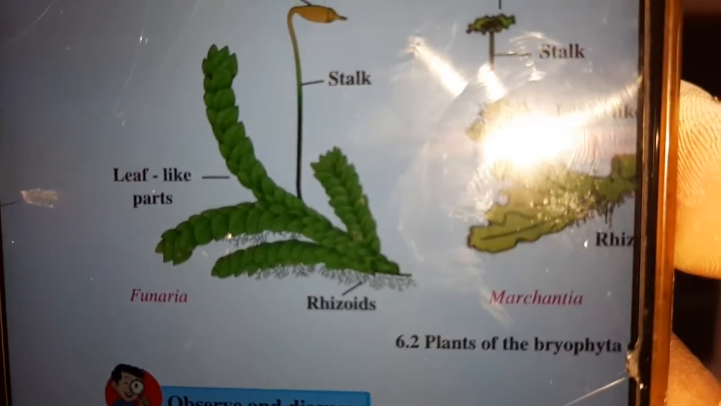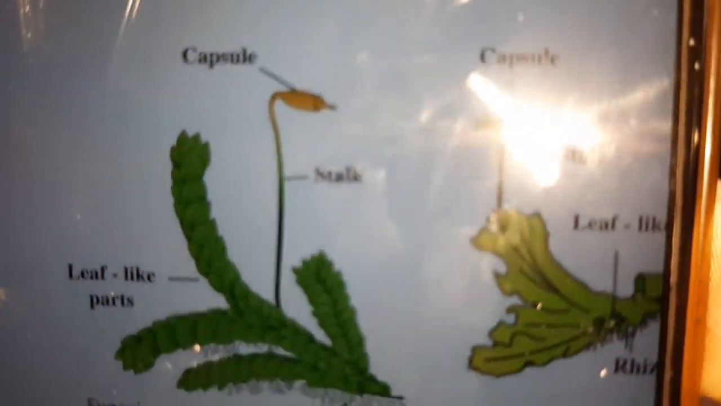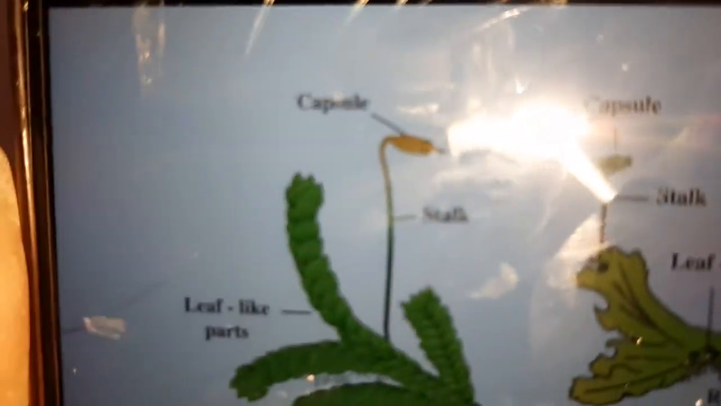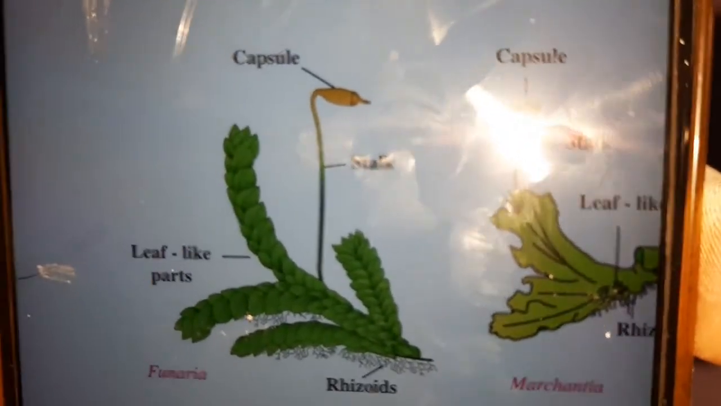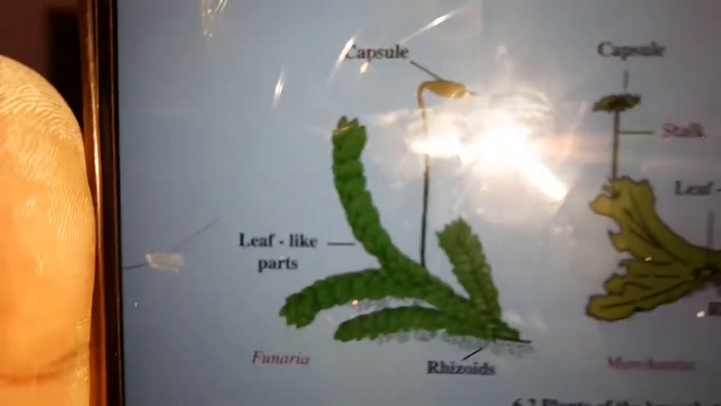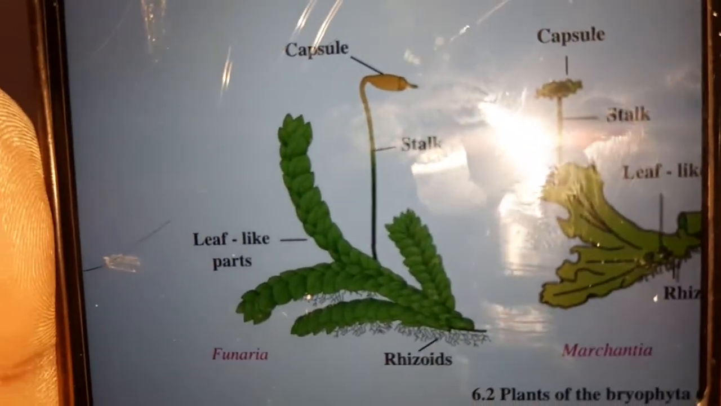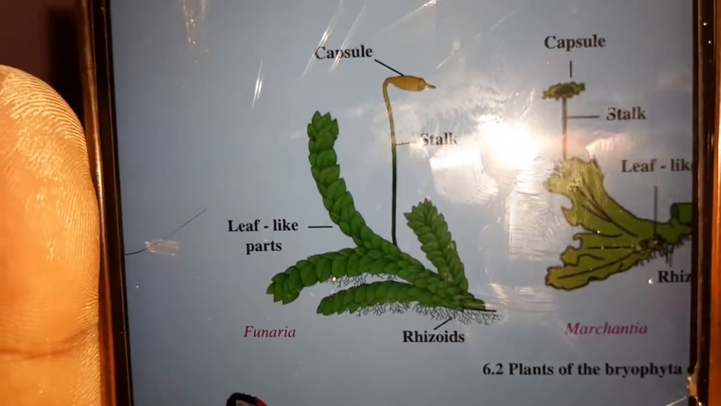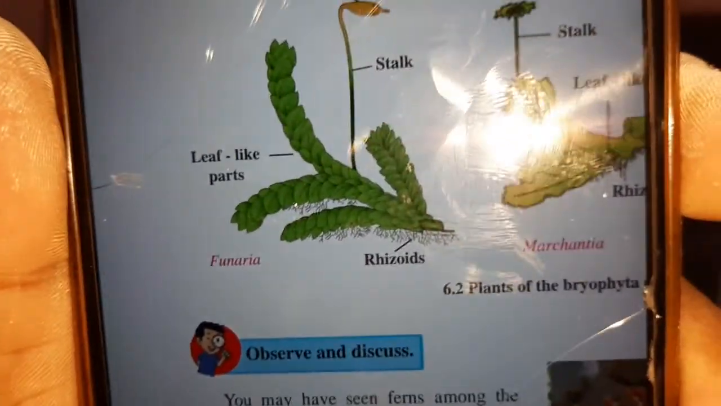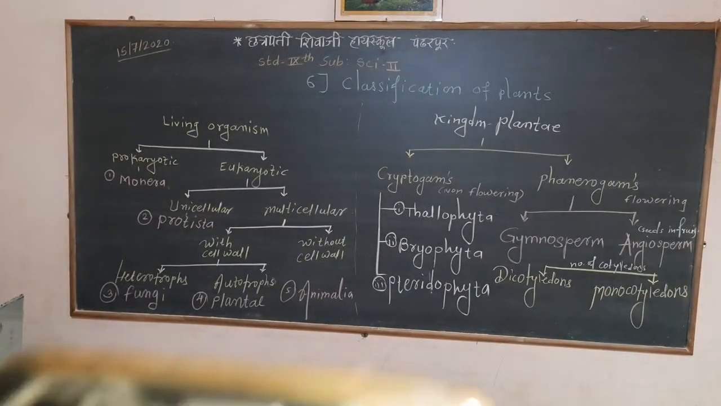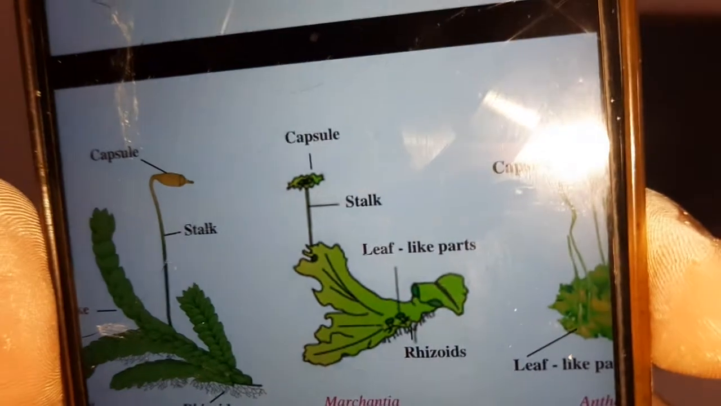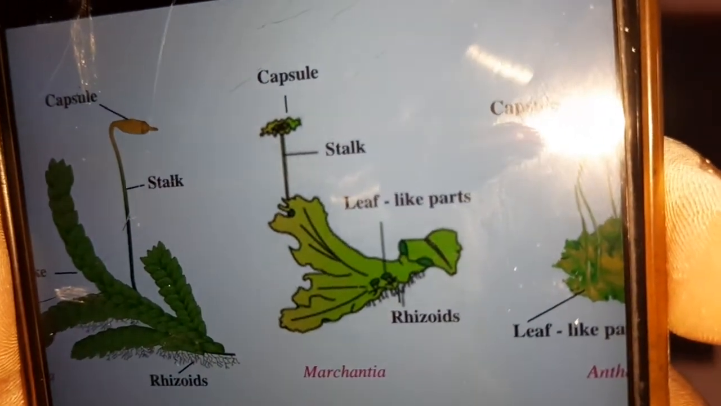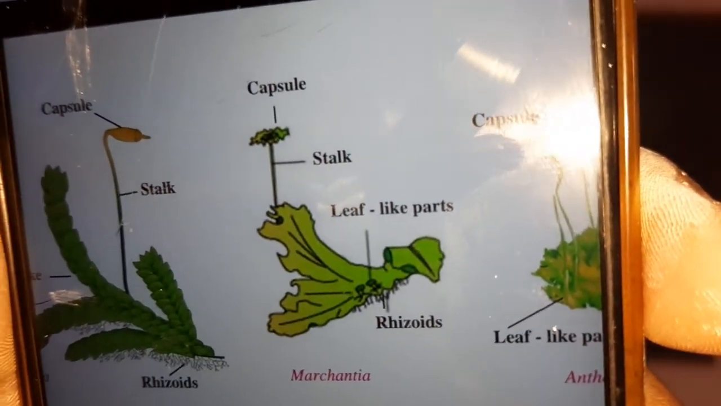Generally we should know Funaria, which has the capsule at the uppermost part, containing the spores, then the stalk. There are leaf-like parts, and root-like parts called rhizoids. Likewise, another one is Marchantia. We look at the structure that has the capsule at the top, the stalk, leaf-like parts, and also the rhizoids.